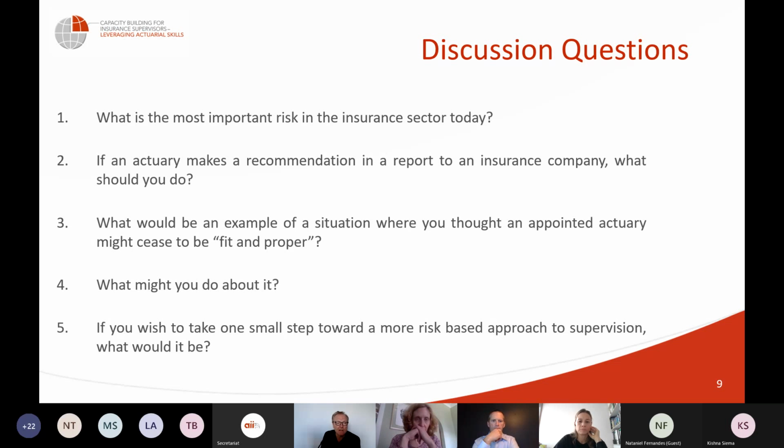Now, number 2 says, imagine a situation where an actuary makes a recommendation in an actuarial report. What would you normally think you would do as a supervisor? I think this is pertinent because it came up a few times when we did this course in the past. We're trying to say, well, what kind of actuarial things would we want to focus on? And I'm sure a lot of you might think, well, we get an actuarial report, what am I meant to do with this? Anyone got any ideas what you would do when you read a report and there's a recommendation?